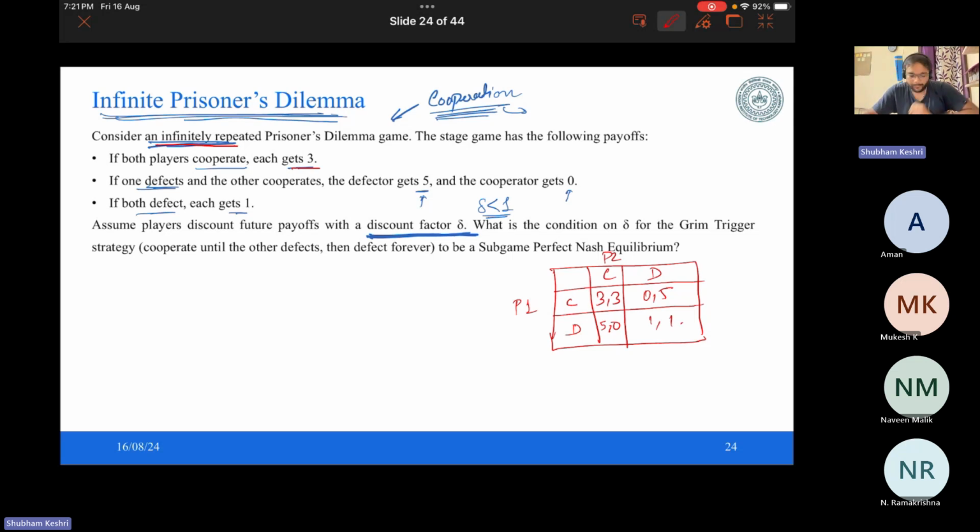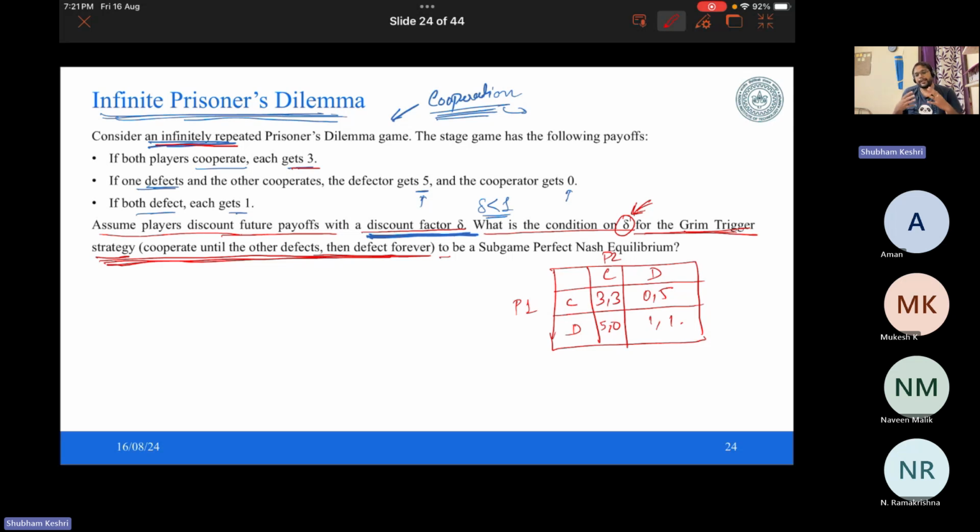Now you see, we are saying assume players discount future payoff by a factor delta. What is the condition for delta? At what delta will this happen? I'm telling you. You see, this says grim trigger strategy. It means that we will cooperate until one point when someone defects, and then I will also defect.